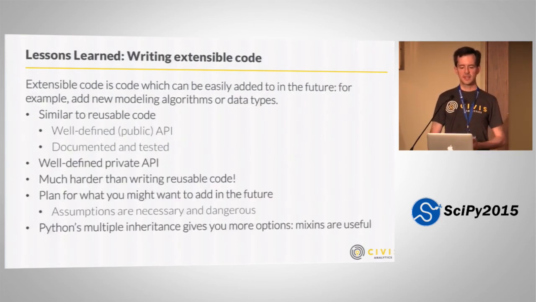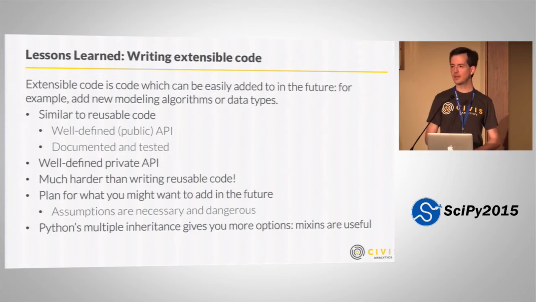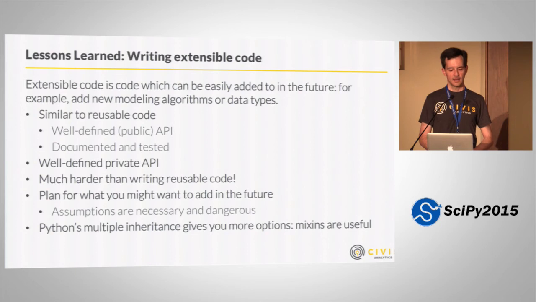Lessons learned, writing extensible code. There are things you have to think about if you're writing code and you want to go back to it later and add more capabilities. In particular, you need to think about having a well-defined API. Things get chaotic if different functions and different classes in different parts of your code are interacting in different ways. Documentation is vital. You're probably not going to remember what you did a month from now, much less what other people did a year ago.